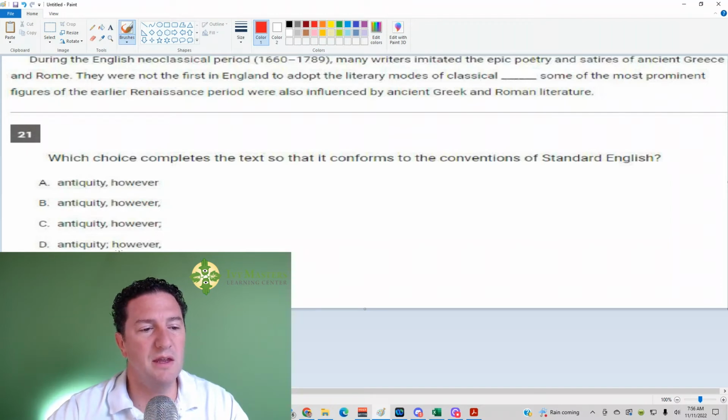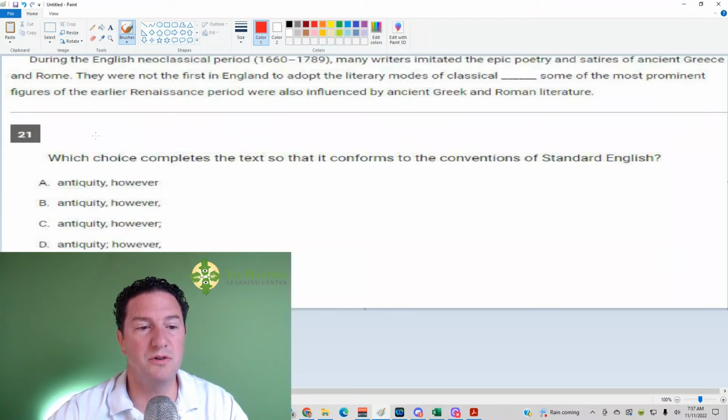And then I'm checking out answer choice D. I'm going to read from however to the end. However, some of the most prominent figures in early Renaissance period were also influenced by ancient Greek and Roman literature. And then you ask yourself, could that be its own sentence? Yes, it can, but based on what it's saying, however should be coupled with the first clause, not the second.